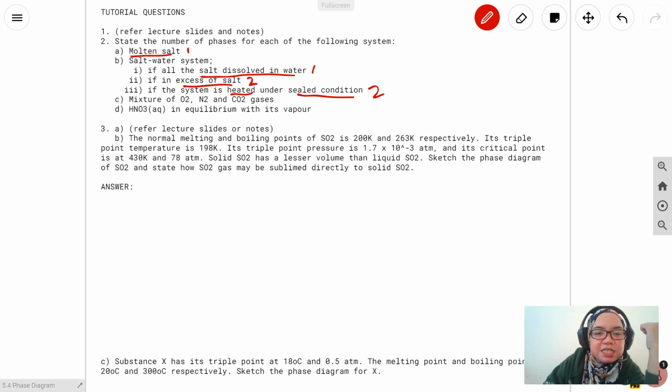Okay, now let's look at C. Mixture of oxygen gas, nitrogen gas and carbon dioxide gas. Semuanya gas. Maksudnya dia ada satu fasa saja, which is gas phase. Okay. HNO3 aqueous in equilibrium with its vapor. Ada 2 fasa, which is liquid and vapor. So, dekat sini, this is the answer for this question number 2. Okay. Question number 3A. Dia kata define critical point and triple point. This one also ada dalam slides note and dalam nota video ni. So, kita akan tengok terus ke question B.